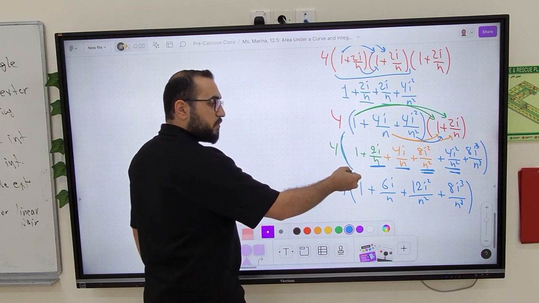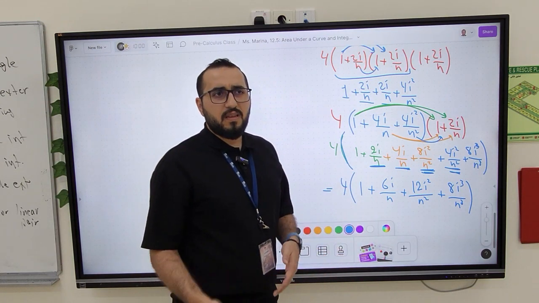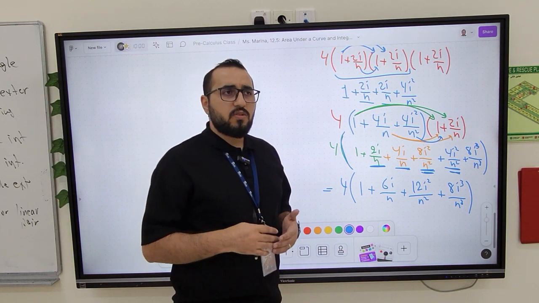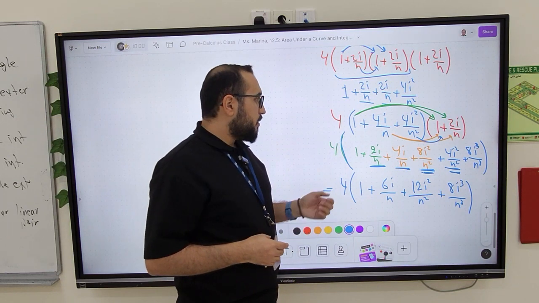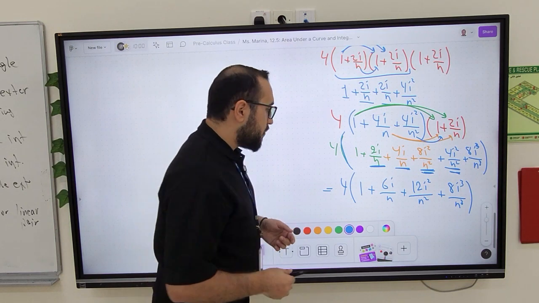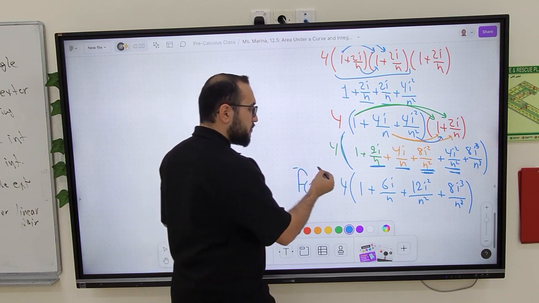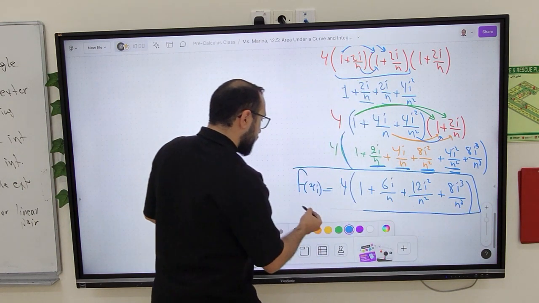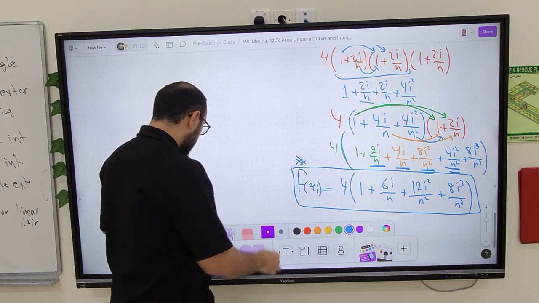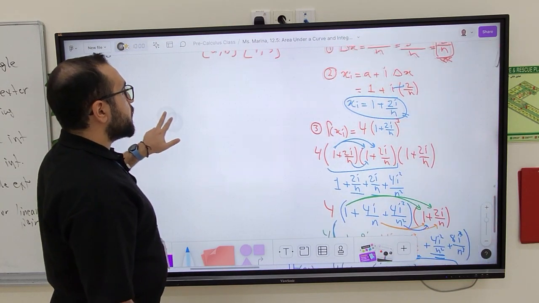You can distribute the 4 or you can just keep it. If you distribute the 4, you'll get a large number. I don't need to get a big number, so let me find it without distributing the 4. So now this one is f of xi. It's up to you if you want to distribute or not. So now this is f of xi, and we have delta x. So now, what is the fourth step?